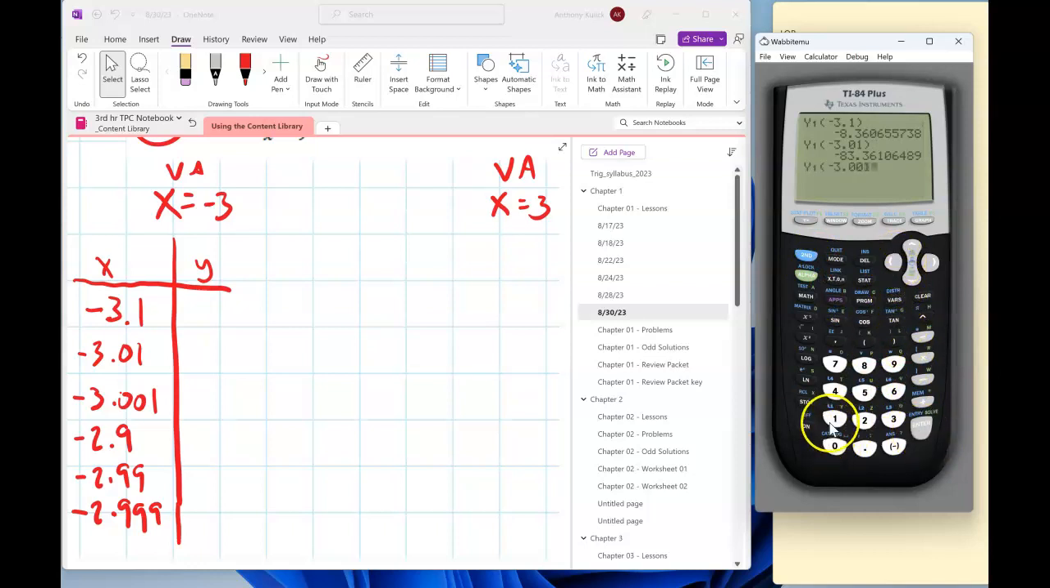So I'm going to just press second and enter. After I do that, that'll recall the same thing I typed in, so I don't have to go back through all those menus to get the y1. And I'm just going to update it for my new values.